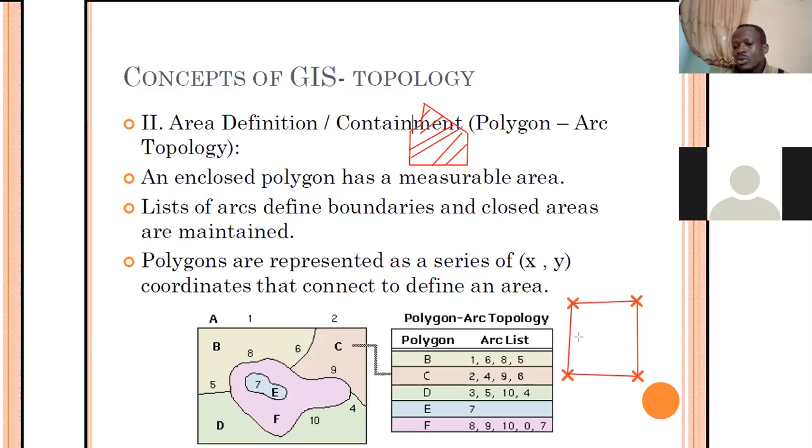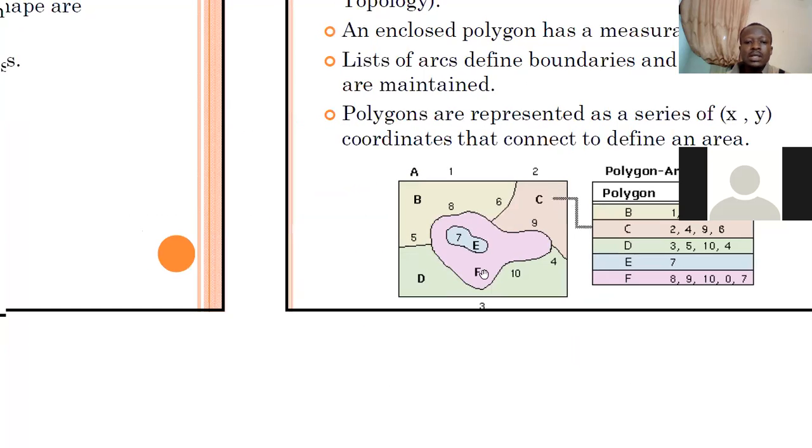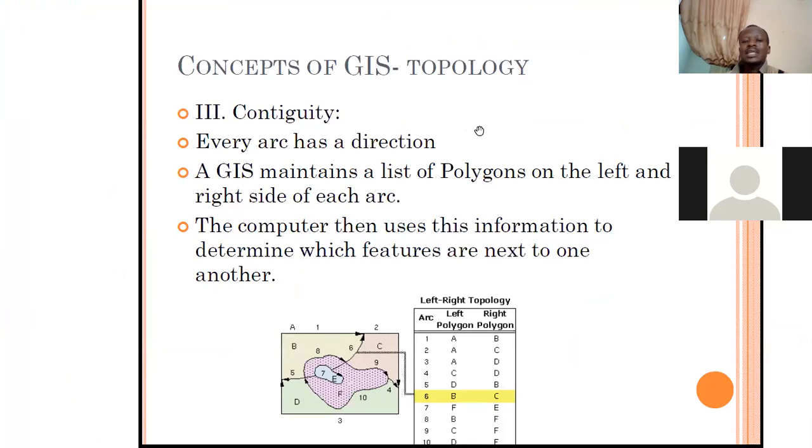So mathematically, you don't need lines to define a polygon. You need coordinates to define a polygon. So that is the containment rule for you. Is that okay? All right. The 3 rules of containment. Let's go on and talk about the contiguity.